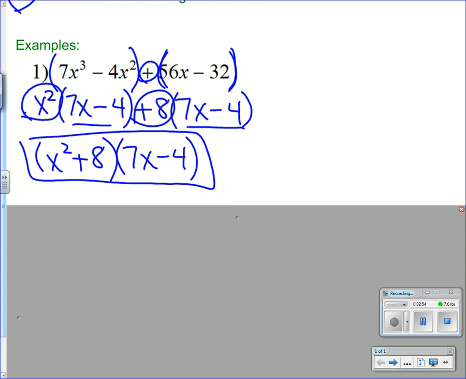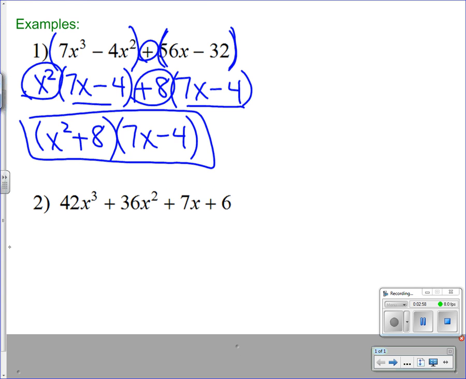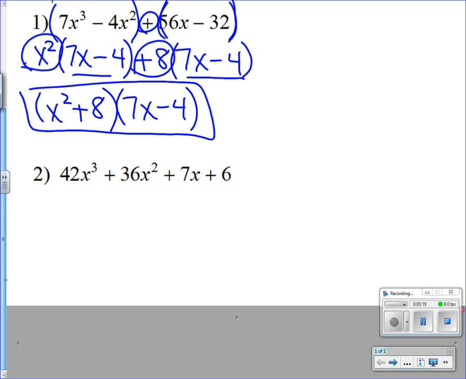Okay, let's do another one: 42x cubed plus 36x squared plus 7x plus 6. I'm not going to do non-factorable ones, and if I do, then I will let you know. But I really don't think I will. Okay, Mariah? All right, so let's see.